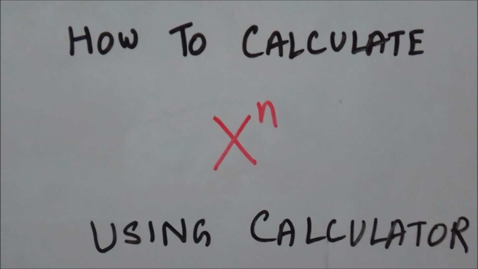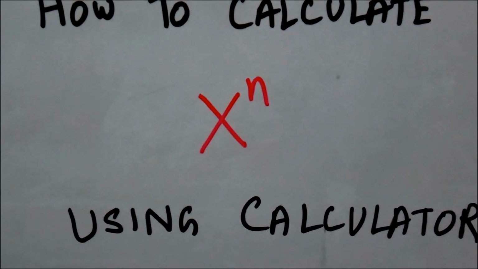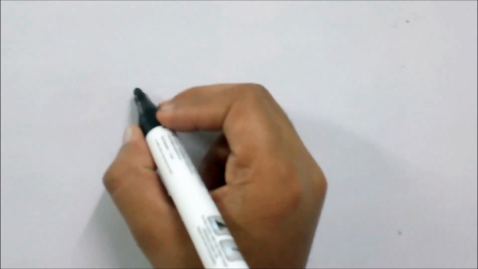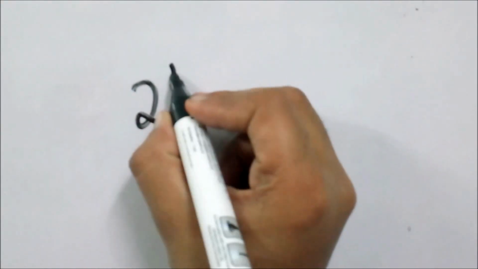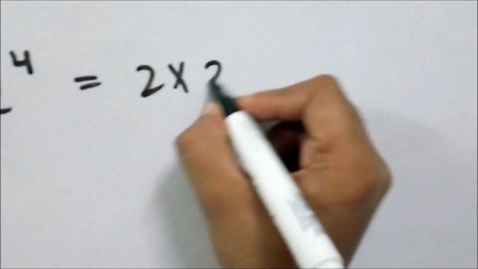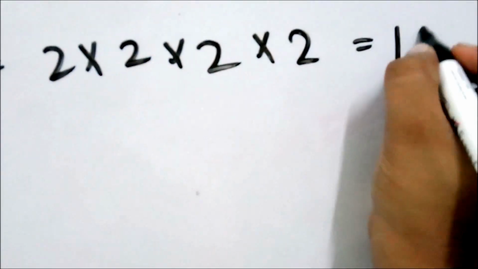Hi friends, today we will see how to calculate x raised to the power n using a calculator. Let's assume a number, say 2 raised to the power 4. We know the answer is 2 into 2 into 2 into 2 equals 16.